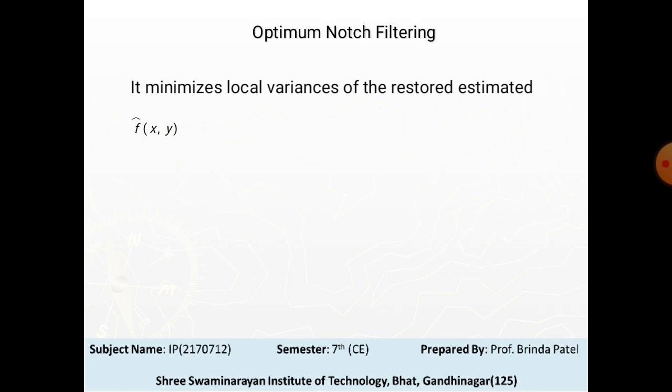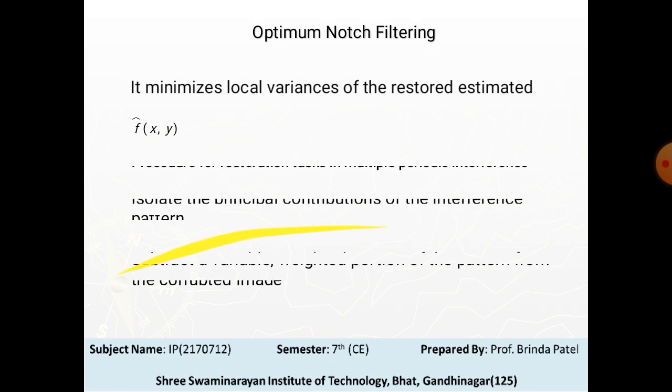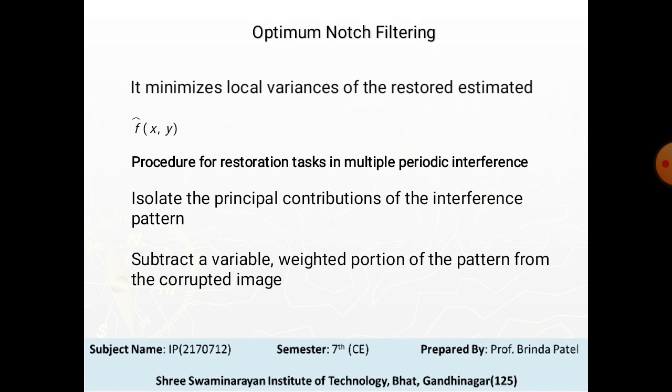So the method discussed here is optimum in the sense that we minimize local variations of the restored estimate f of xy. So the procedure consists of first isolating principal contributions of the interference pattern and then subtracting a variable weighted portion of the pattern from the corrupted image. So we develop the procedure in the context of a specific application. The basic approach is quite general and can be applied to other restoration tasks in which multiple periodic interference is a problem.